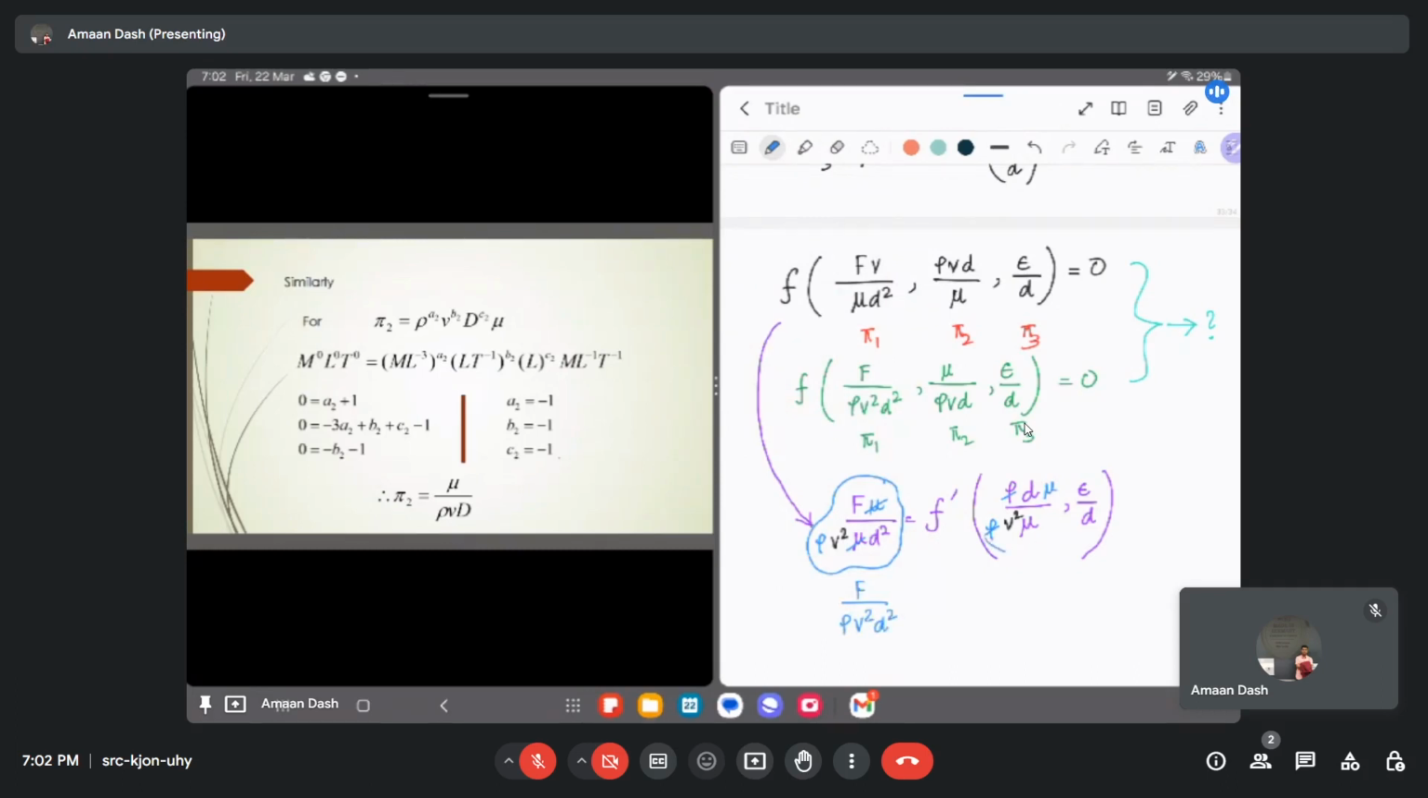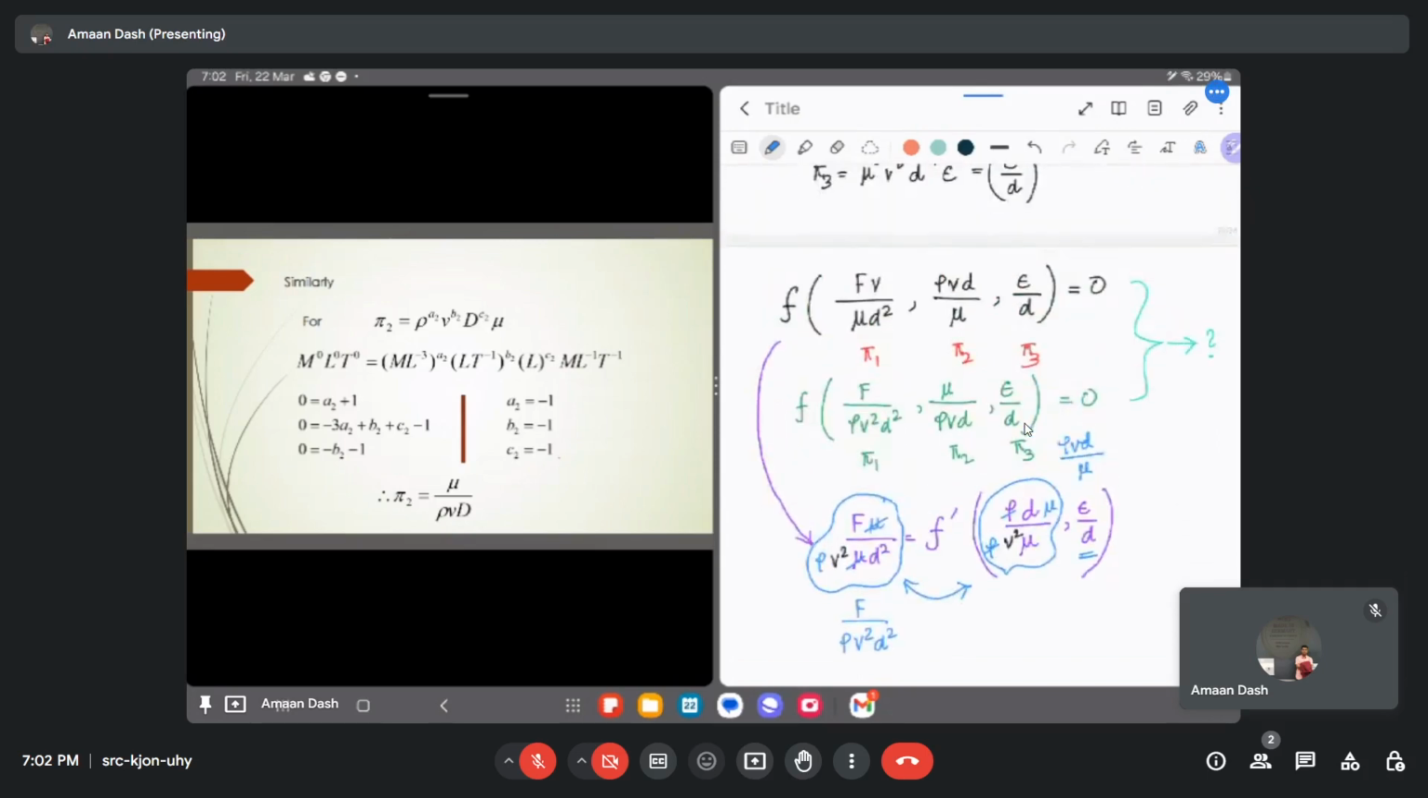Here also, if we do similar simplification, you will be getting rho v d by mu, and this epsilon by d term will be there. So if we just simplify it, from this expression you can still get this particular form of the expression. So both of these expressions basically represent the same kind of relationship. How you obtain that expression, it doesn't matter. Both of these expressions actually represent the same thing.